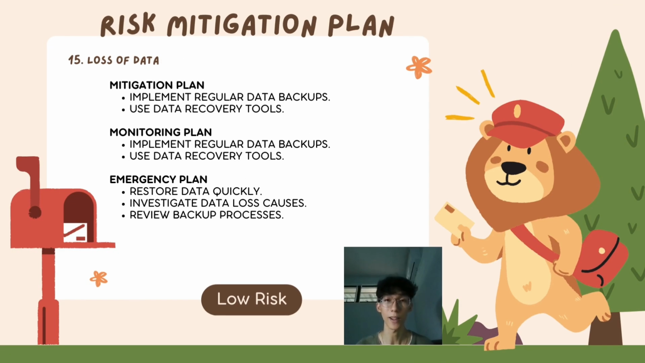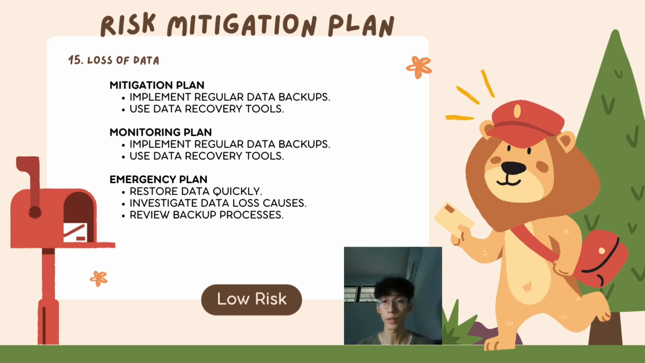The second low risk that we identified in the company is loss of data. Data loss can result from hardware failures, accidental deletions, or other issues, potentially disrupting operations and causing significant harm to an organization. In order to mitigate the risk of data loss, the company should implement regular backups to ensure data can be restored in case of loss. Additionally, use data recovery tools like Disk Drill to restore the lost data if backups fail.